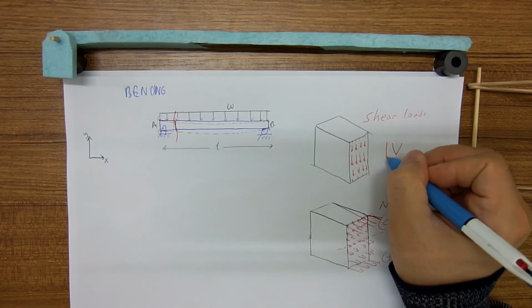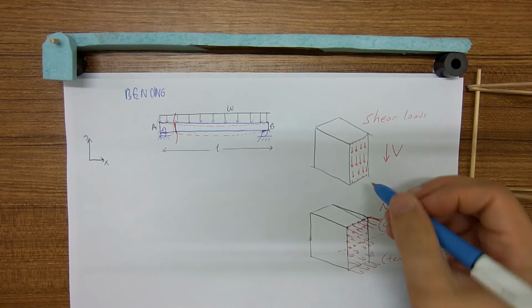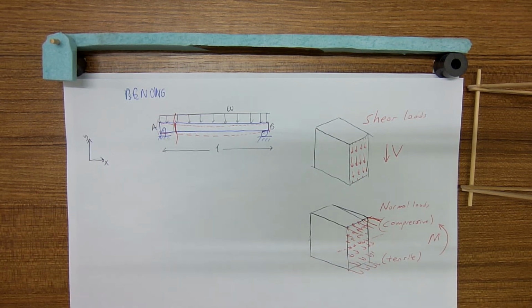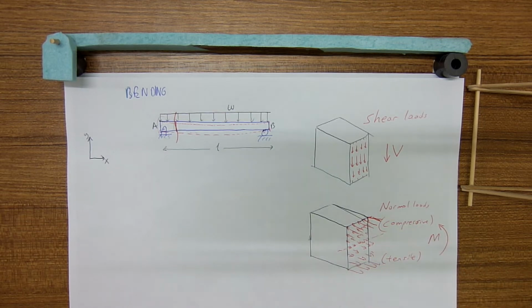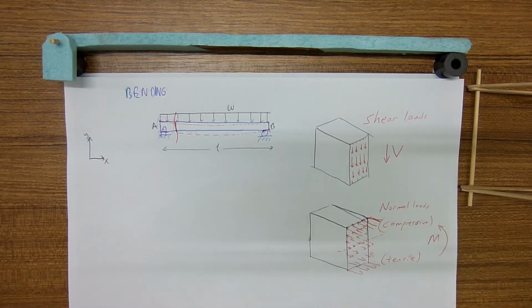So there's shear here, downward, and moment here. The moment caused by normal loads can be substituted by moment, and it is vice versa. So the moment here is counterclockwise direction. Shear force here is downward in negative direction.